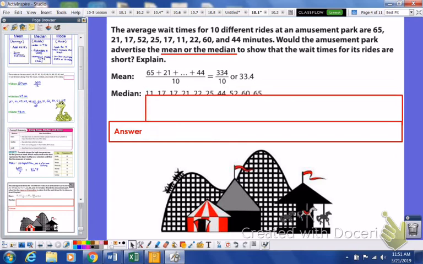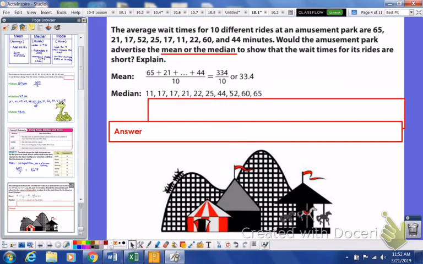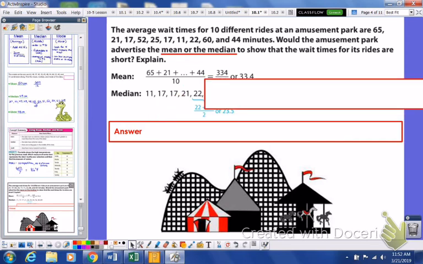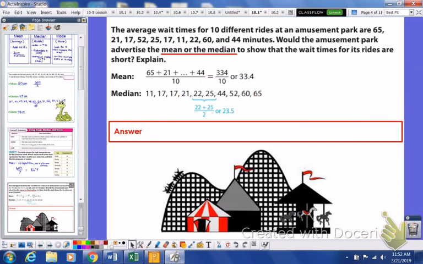Then our median, we want to put our numbers in order first from least to greatest. So 11, 17, 17, 21, 22, 25, 44, 52, 60, and 65. Then we know again, there's an even amount. So we need to find the average of the middle two numbers. So 22 and 25 are our middle two numbers divided by 2, which gives us 23.5 minutes. Okay, so there's our mean, there's our median.